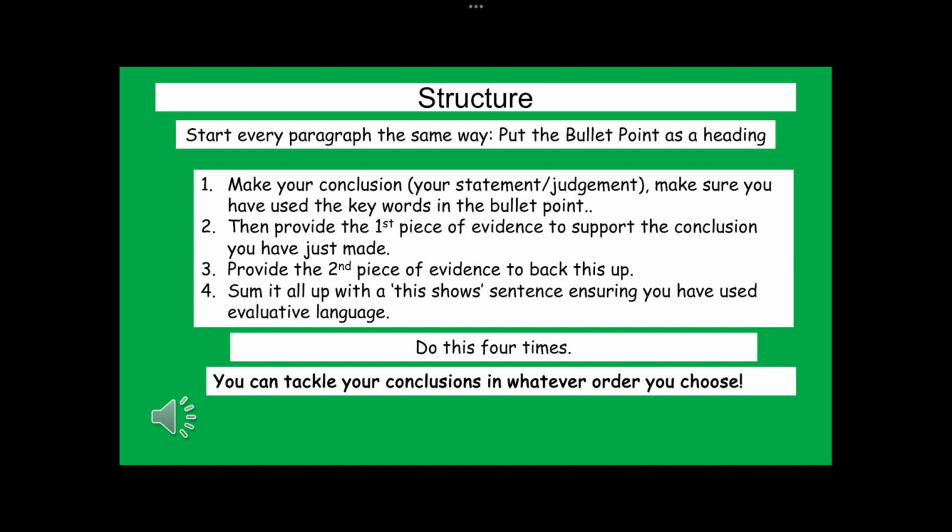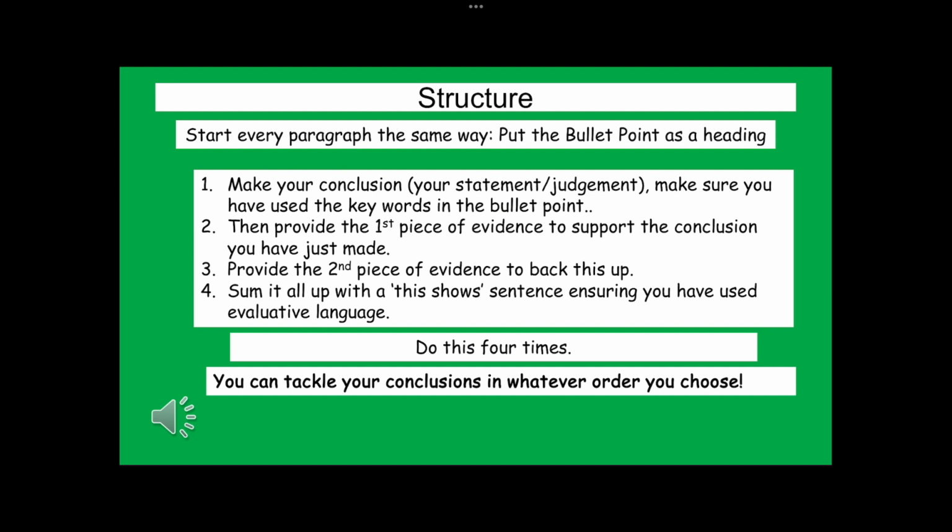Then you're going to provide your first piece of evidence to support the conclusion that you've just made. That's going to be a piece of evidence from one of the 3 sources. You're then going to provide the second piece of evidence to back this up. After that, you should sum it all up with a "this shows" sentence, ensuring you've used evaluative language. So this is kind of similar to the link in the describe and explain PEEL structure.